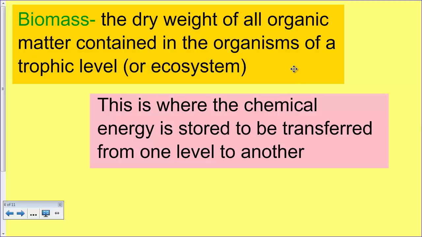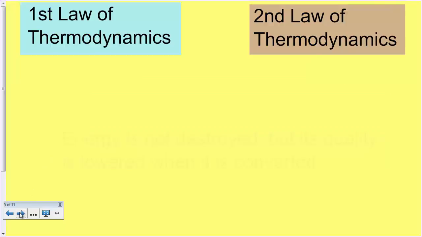Remember that for us, energy in this case is chemical energy, and it's stored in food. It's stored as glucose and as proteins and as other forms of food, but glucose is the primary mechanism that we get our ATP from in cellular respiration. So the chemical energy is stored, and then it's going to get transferred from one level to another.